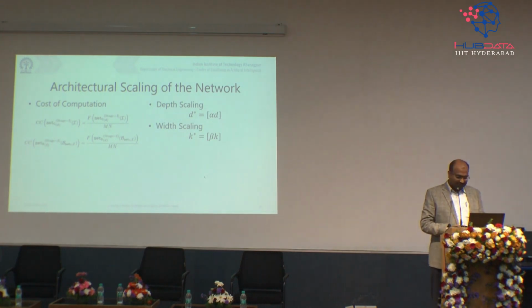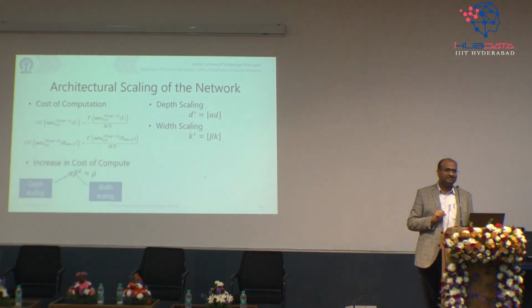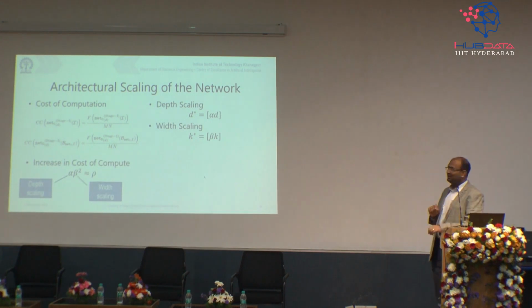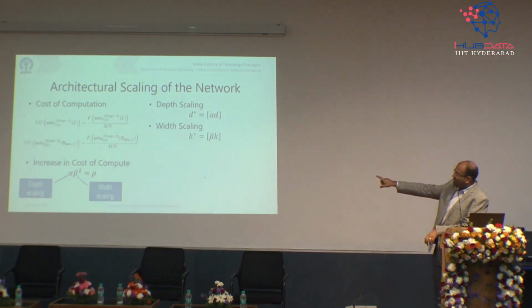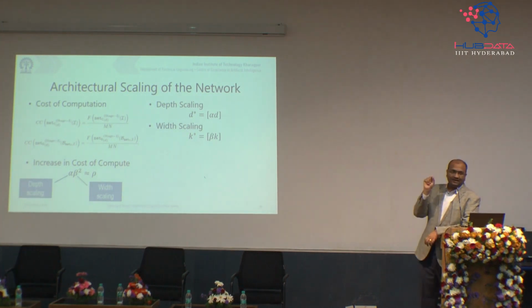Now if you do both of these things, we found out from an empirical point that if you scale a network by an alpha, the compute scales by alpha. If you scale a network by beta, which is the width scaling over there, then the compute scales by beta square. So if I'm reducing, it will reduce by beta square. If I'm increasing, it will increase by beta square.